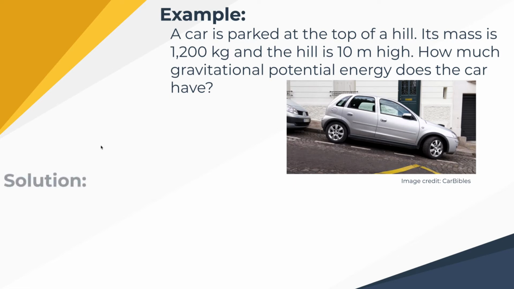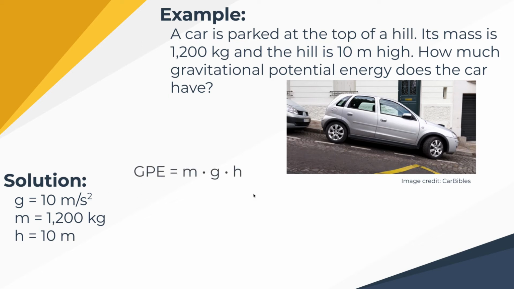Okay, here's how we solve these problems. First of all, you need to think about what variables are important. When I'm solving for gravitational potential energy, I need to know the mass of the object, how high it is off the ground, and what the gravitational acceleration is. Now, all of these examples are on Earth, so my g, gravitational acceleration, is always going to be 10 meters per second squared. My mass is 1,200 kilograms, and the height off the ground is 10 meters. So now that I have these values, I can actually just plug them into the formula and get my answer.